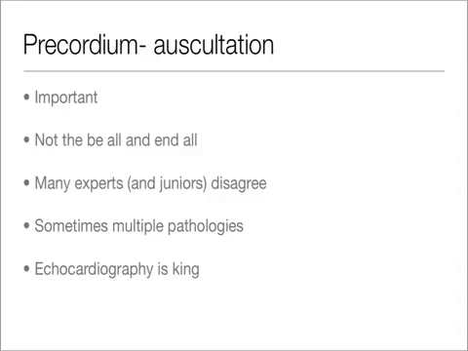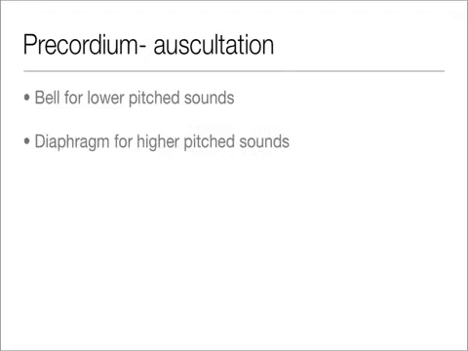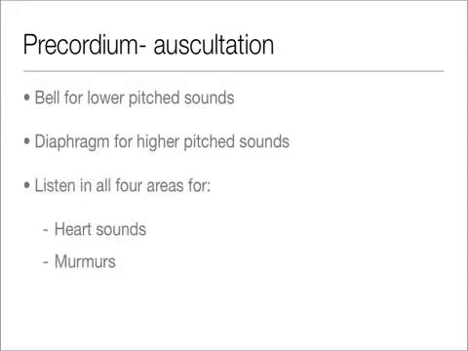Anyone with a murmur or abnormal heart sound should undergo echocardiography, and this is also useful for your learning. Where you hear a murmur, try to look at the echo report afterwards. When you listen to the chest, you should use the bell for lower pitch sounds, with a light pressure to avoid turning the bell into a diaphragm, and you should use the diaphragm to listen for higher pitch sounds. You should listen in all the four areas for the heart sounds and the murmurs.